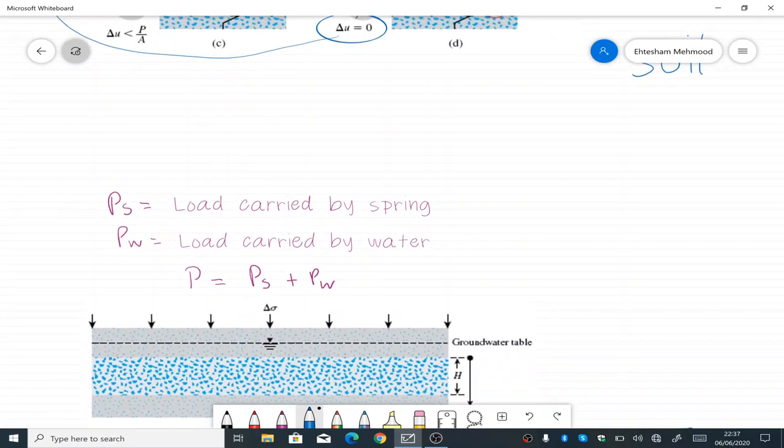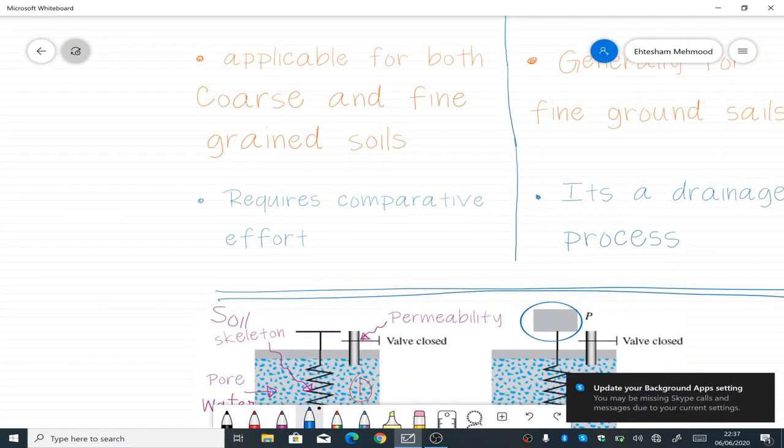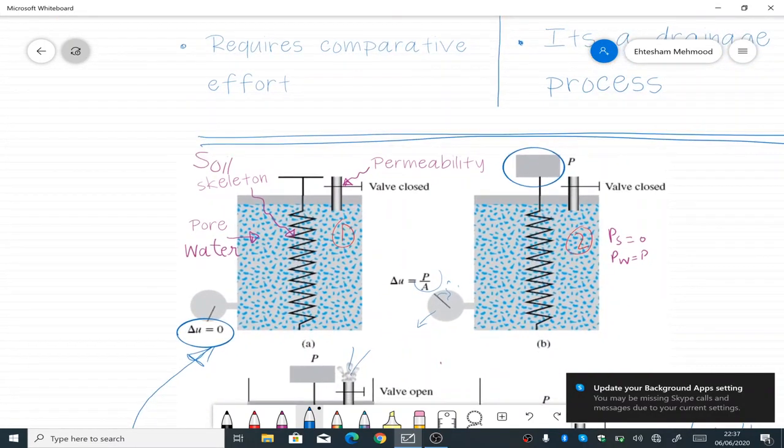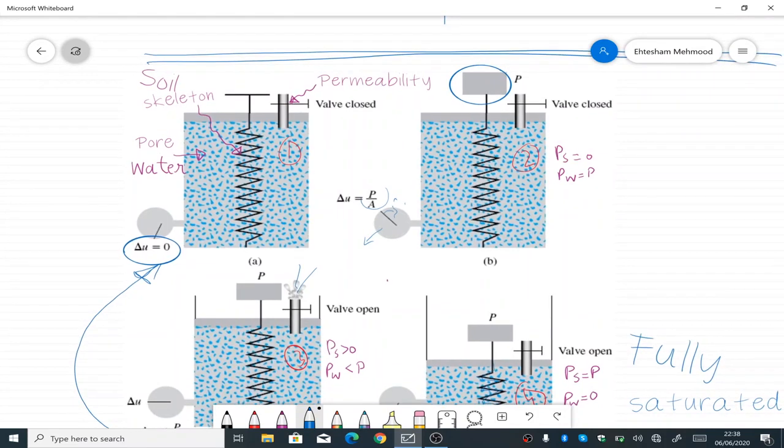So if we see here, the total pressure of the system is equal to PS plus PW, where PS is the load carried by the spring and PW is the load carried by the water. If I go back to the diagram here, initially there's no load, so there's no pressure. Once we apply this external load P, at the time when the valve is closed, the pressure on the spring is 0 and the pressure of water is equal to P, that is the applied load.